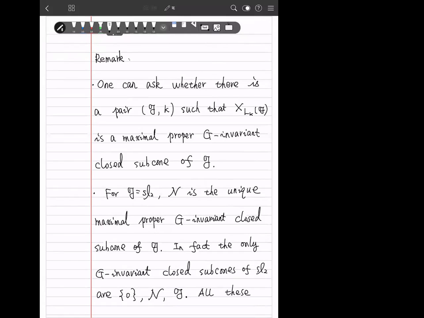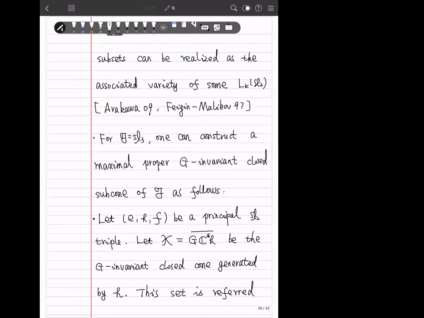For example, if G is SL2, we know that the nilpotent cone N is the unique maximal proper G-invariant closed subcone of g, because for SL2 it is clear. In fact, the only G-invariant closed subcones of sl2 are just these three. So all these subsets can be realized as the associated variety of some L_k(sl2). So for this case, it is done.